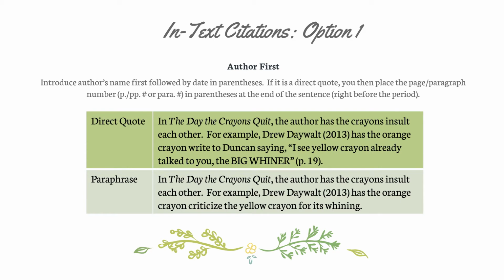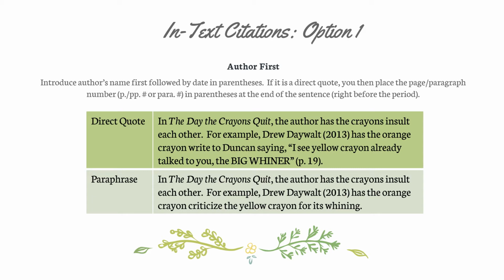When you're working with APA citations, you have a couple different options for how you can create your in-text citations. In your first option, you can list the author's name first. The way that you do this is you introduce the author's name and you follow that by the date in parentheses. If you're working with a direct quote, remember those, you're going to need that page or the paragraph number. You're going to put that information in parentheses at the end of the sentence, right before the period.